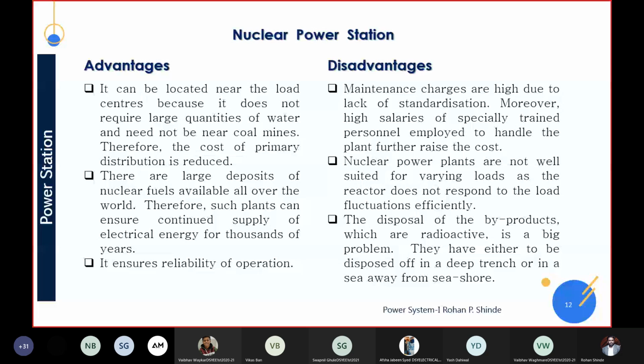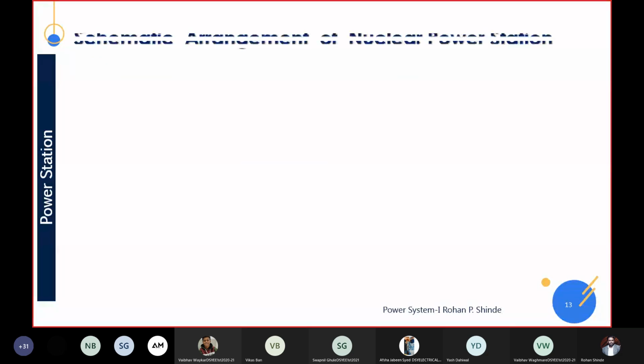So this radioactive element can be disposed of in a deep trench or in a seaway away from the seashore. That means these are the two techniques for disposal of the byproduct which is produced by nuclear power plant, that is nothing but radioactive elements. So these are the advantages and disadvantages. Now we will see what is the schematic arrangement of this nuclear power station.